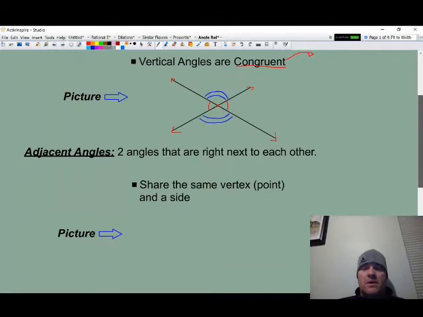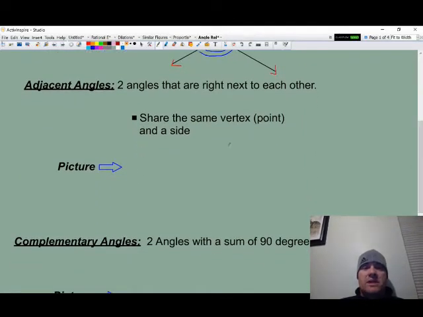We're moving on. Adjacent angles. Adjacent angles are two angles that are right next to each other, and they share the same vertex, or the same point, and they share a side.